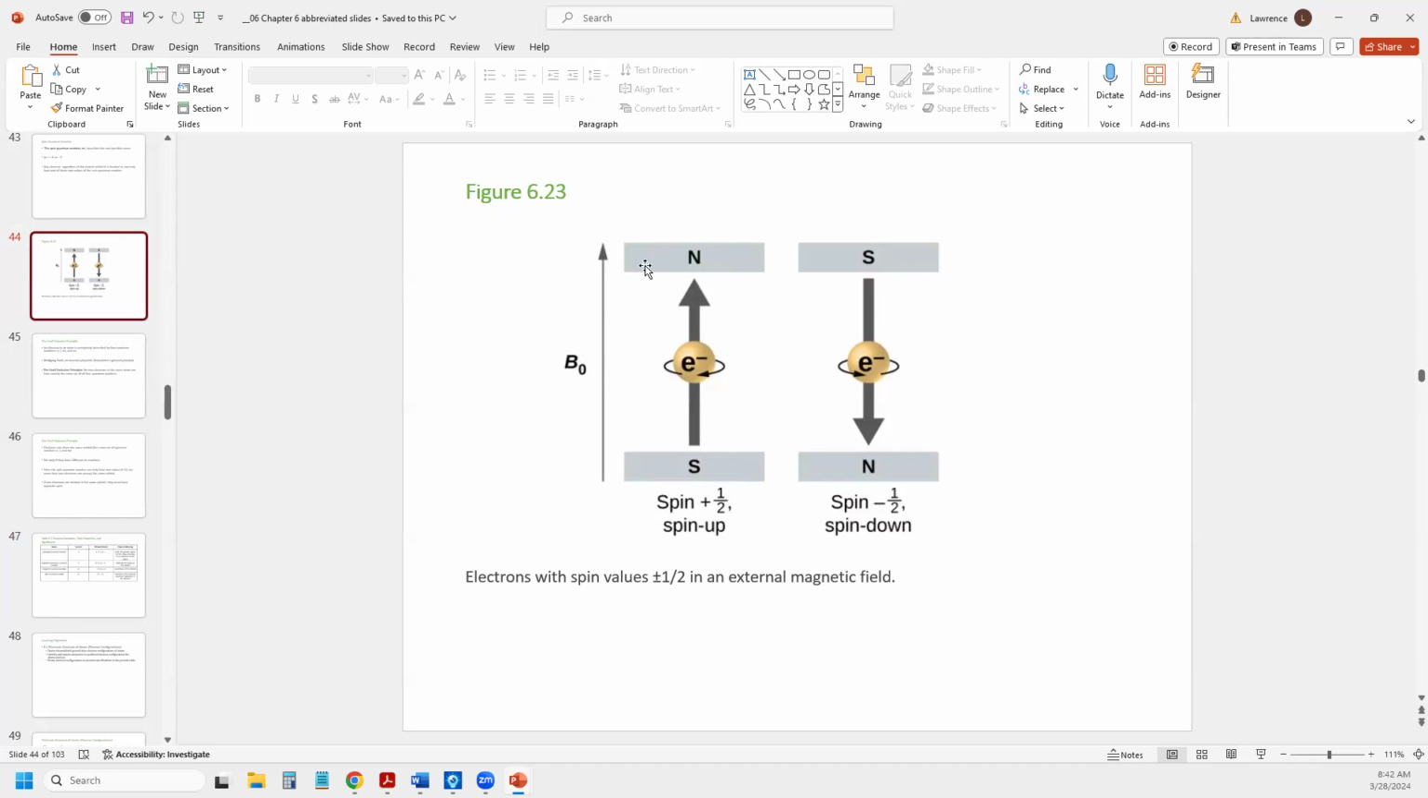So magnetic fields have a north and a south pole, and whenever we think, okay, so the word is one way you can think of spin. Who here is taking or has taken, bless you, physics with electricity and magnetism?